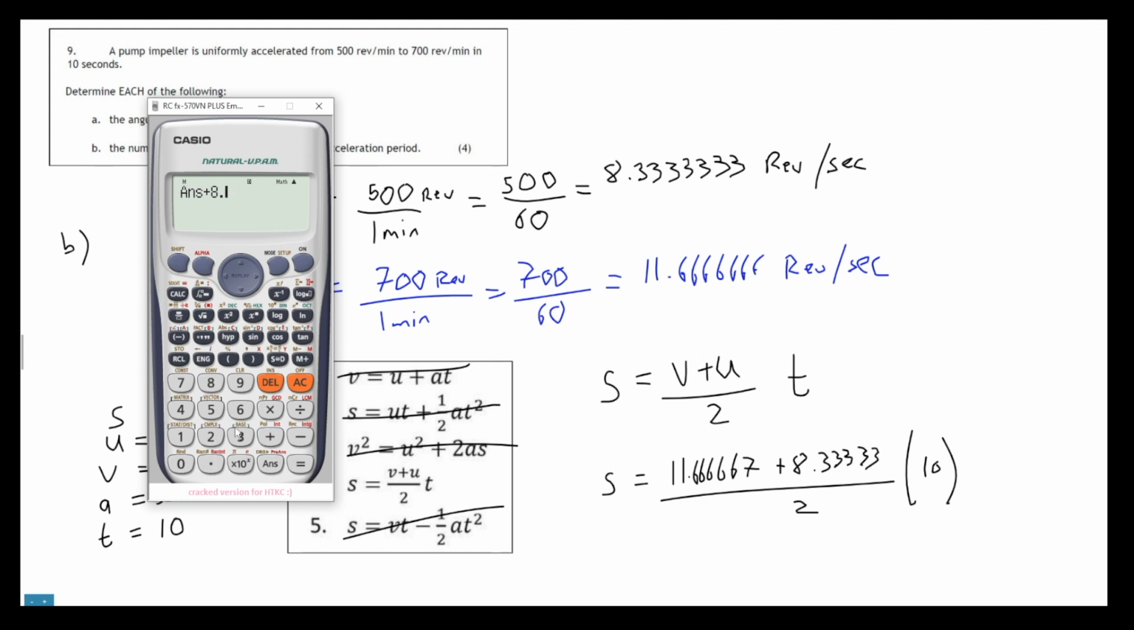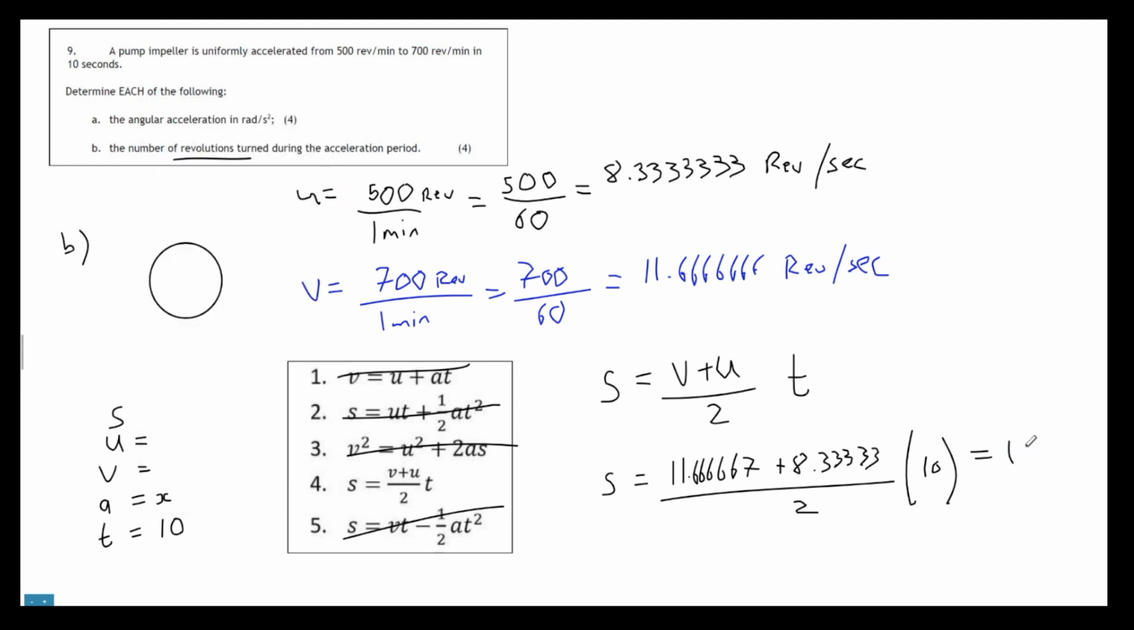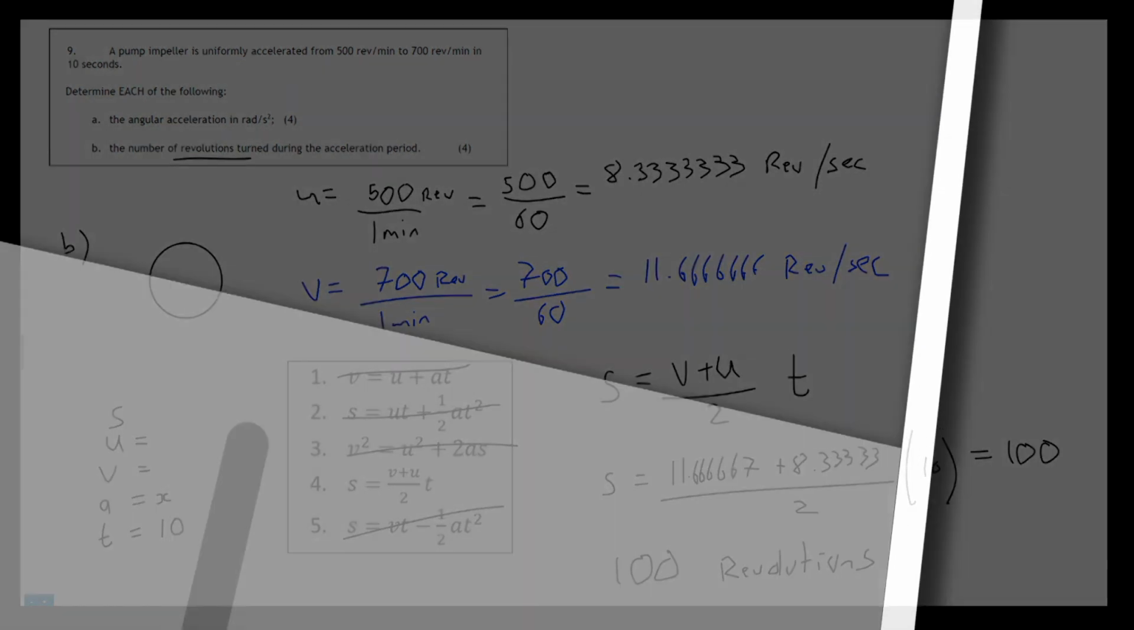Then we can do 8.3333333. That would be great. Oh, look, it made it a nice number. 20 divided by 2 is 10, times 10 is 100. So it's going to do 100 revolutions. So we can say the answer is 100 revolutions in that acceleration period. 4 marks. It's good. Let's do the next question.